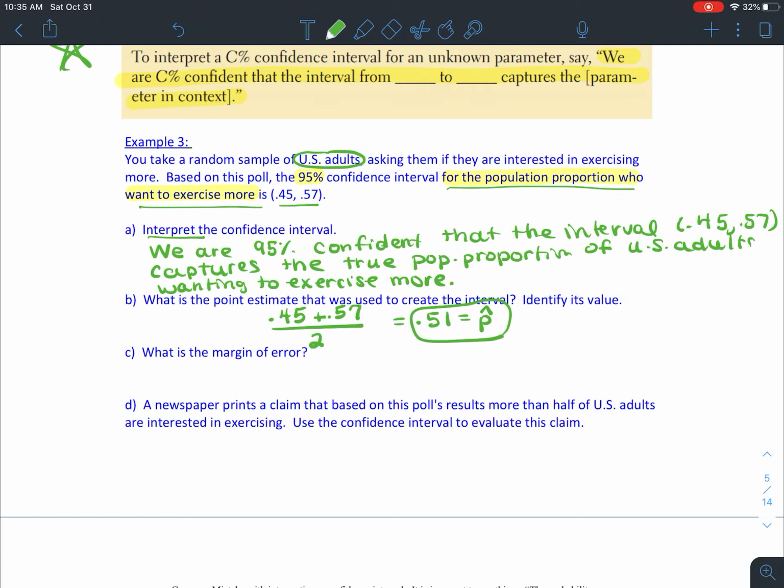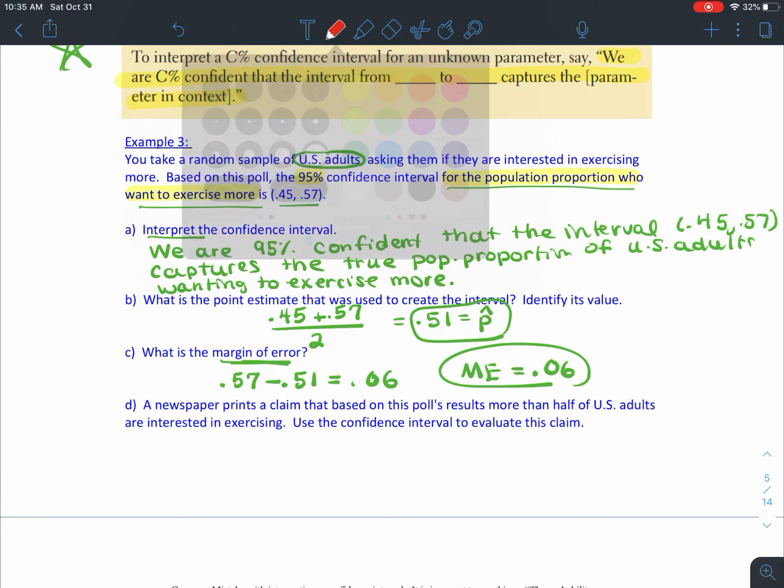Now the question is, what is the margin of error? Now that I know that the center of the interval is 0.51, I can take either one of the 2 ends, it doesn't matter which one, and I just need to find the distance from one end to the center, and that gives me the margin of error, ME, to be 0.06.